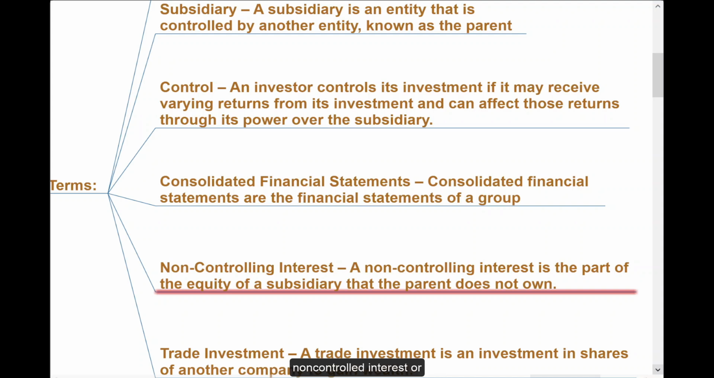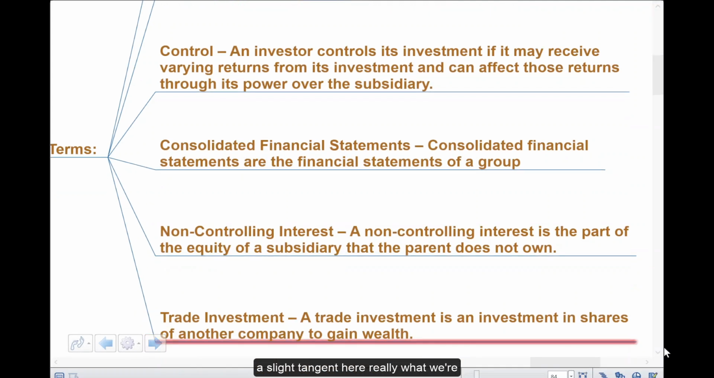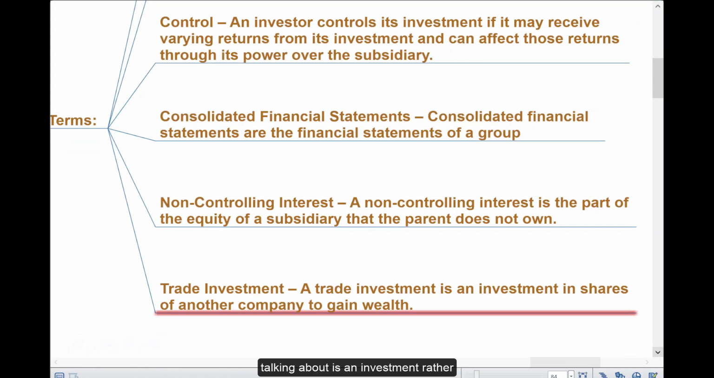That non-controlling interest could be made up of a variety of different investors, possibly institutions, members of the public, you and me, etc. But whoever holds those shares forms part of this non-controlling interest. They don't have enough of an interest in the company in the form of shares to control too much at all, but they do have an interest in the company. Now, in terms of the trade investment, we're moving on a slight tangent here. Really, what we're talking about is an investment rather than an investment in a subsidiary as such, perhaps a small investment made simply to gain wealth, perhaps a shareholding in another company, possibly in a different industry. That's slightly different from having an investment in a subsidiary.